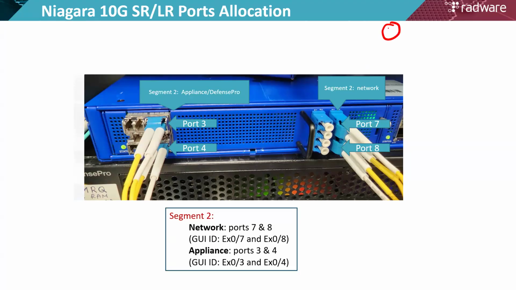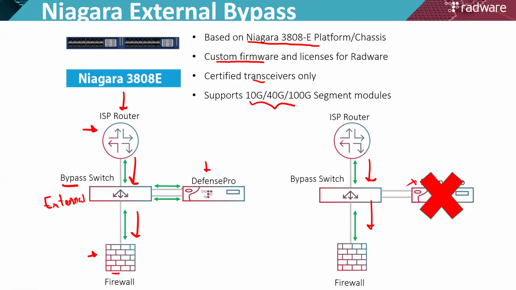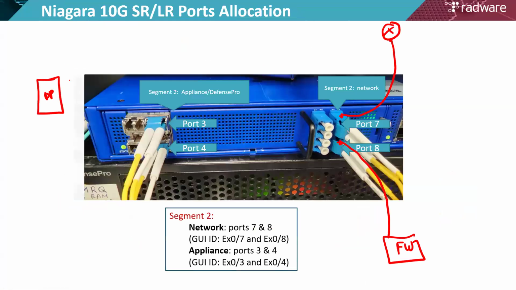So here we will have the ISP router, and let's suppose here we have the firewall. This particular segment is connected here, and this particular port 8 is connected to the firewall. Here we have the Defense Pro. From the background, we had two ports on the Defense Pro. The same we'll be doing here. The first port is connected at this end, and the second port is connected at this end.